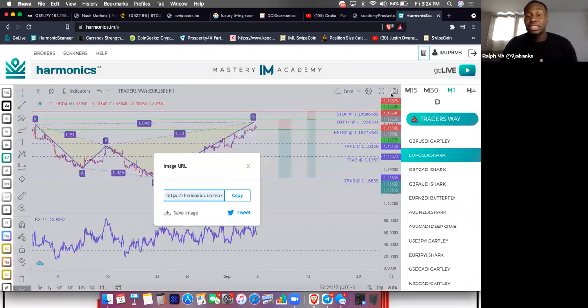Now, if you guys want to share this with me in the chats, where I can evaluate it or tell you guys, yo, this looks like a good setup, or you just want to share with the family what you found, you can click on the camera on top right here, and click on save.